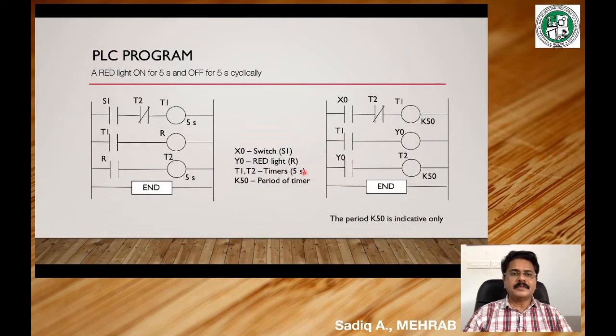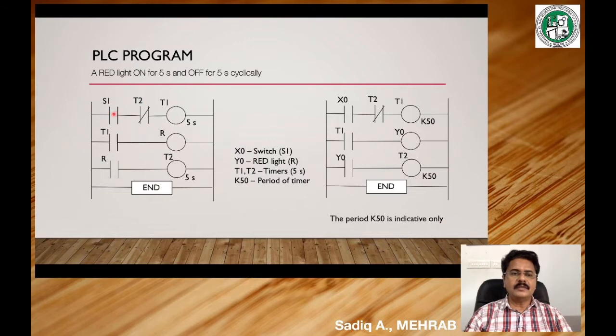The program for this particular question is that a light needs to be on and off cyclically for 5 seconds each. That means let us take a red light that is on for 5 seconds and off for 5 seconds cyclically. For this we have developed a program like this. In this program we see that there is S1, a normally open switch. There is another closed switch here, named T2, which stands for timer number 2, and timer number 1 is a 5-second delay timer. So the system runs like this.